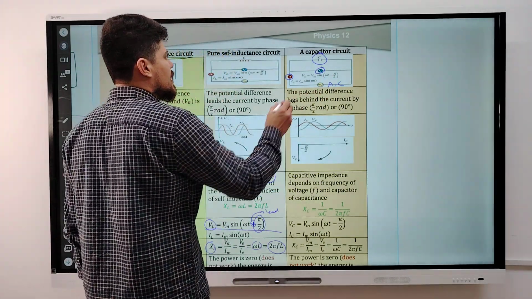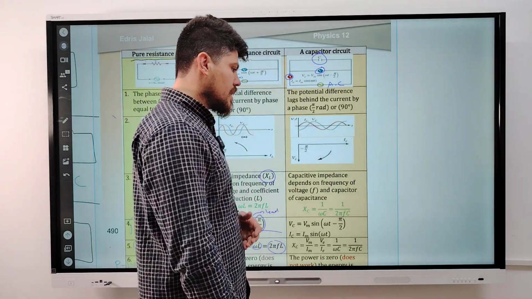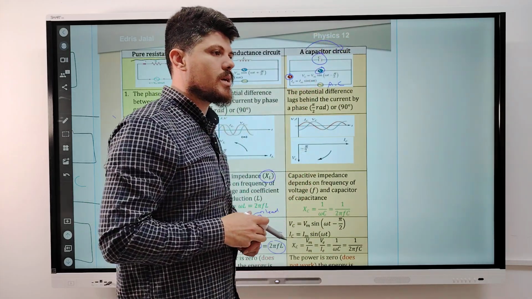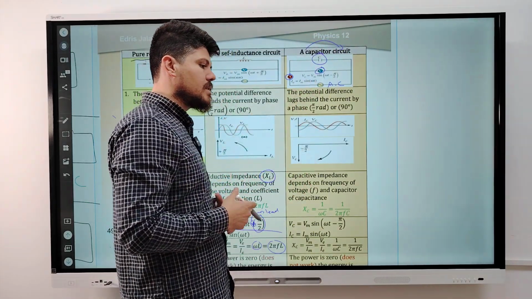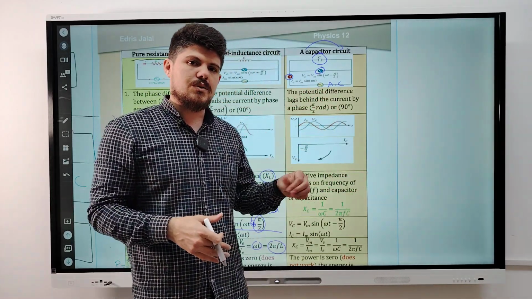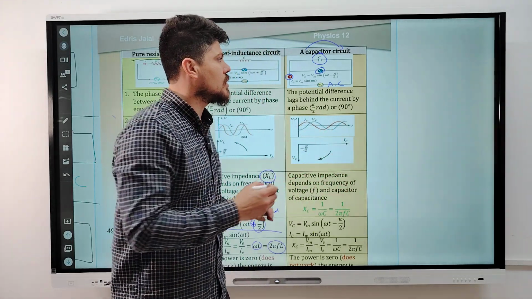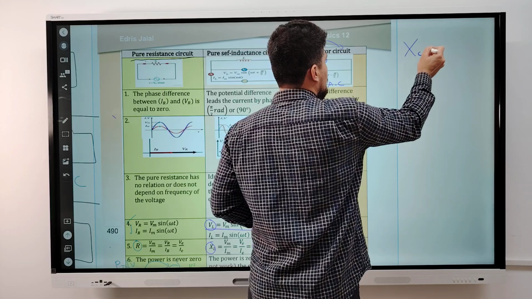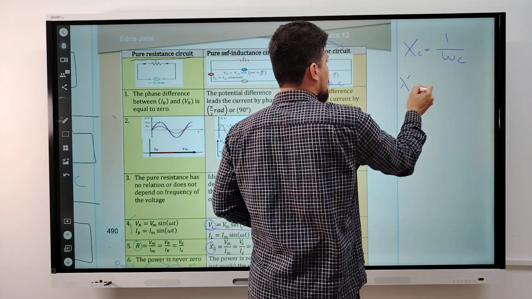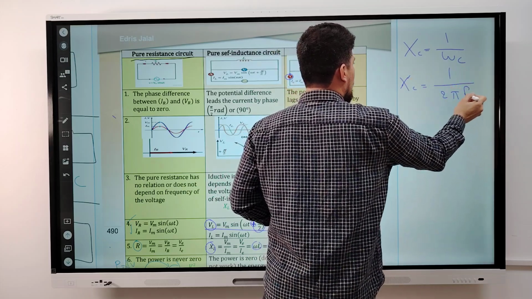When the current passes through the circuit with the capacitance, the current cannot continue to pass through the circuit. Why? Because of the capacitance. It means that there is a resistance. What is the resistance here? It is the capacitance. This resistance to the current is called capacitive impedance. XC is called what? Capacitive impedance. XC is equal to what? 1 over omega C. And XC is equal to what? 1 over 2 pi fC.